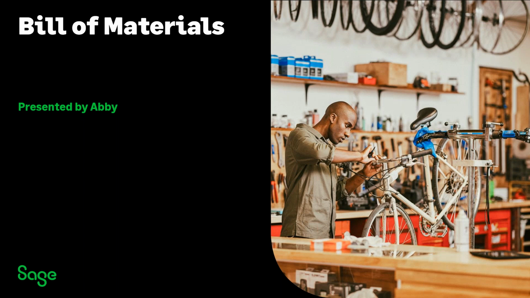So today we're going to be looking at the Bill of Materials option within the Products and Services record in Sage 50 Accounts.